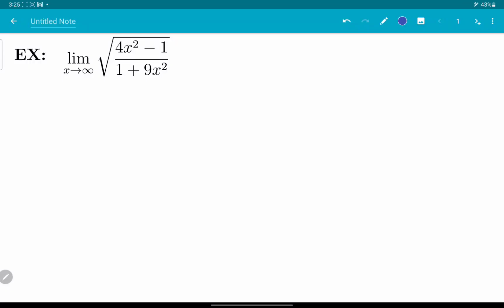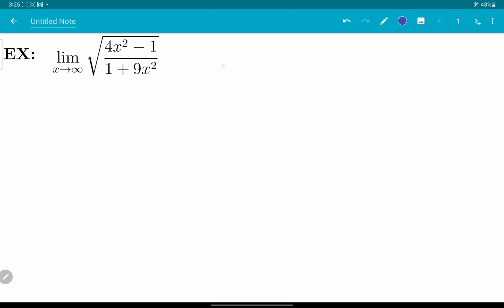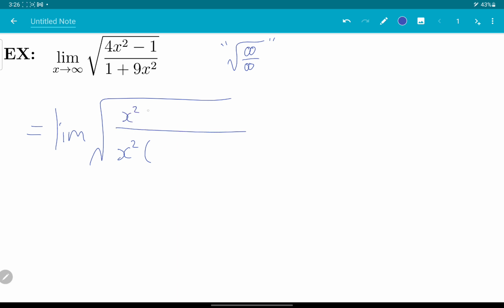Okay, so this limit gives us root of infinity over infinity, so all kinds of problems there. Let's try to sort this out. So what I'm going to do is look at the bottom. Highest power of x is x squared. I'll factor that out, see what happens. And I'll factor it out of the numerator too.